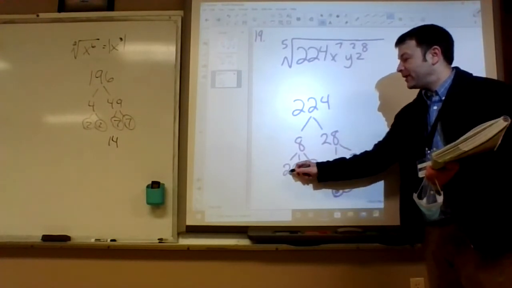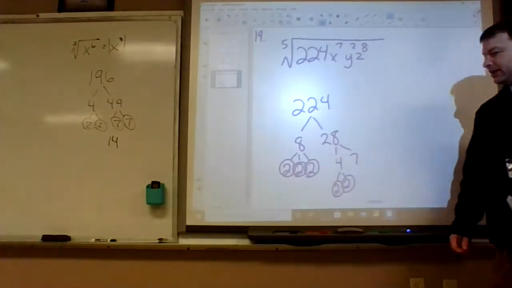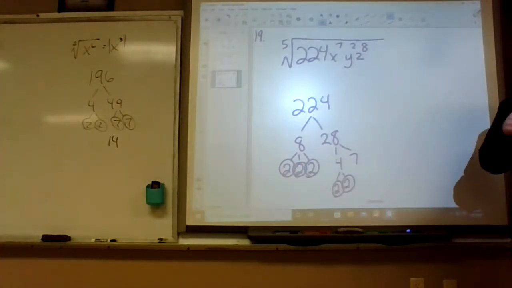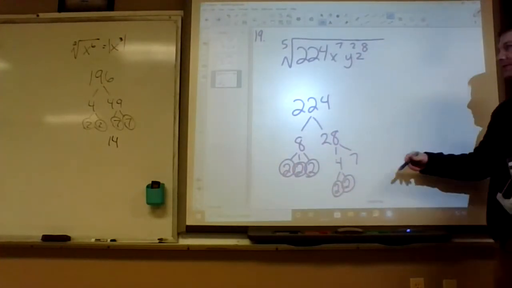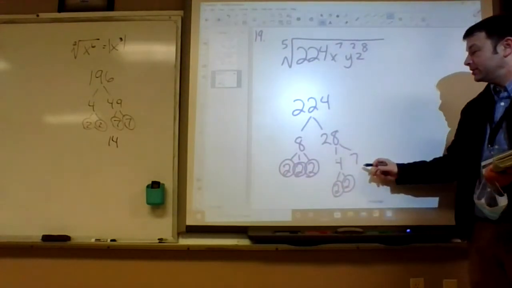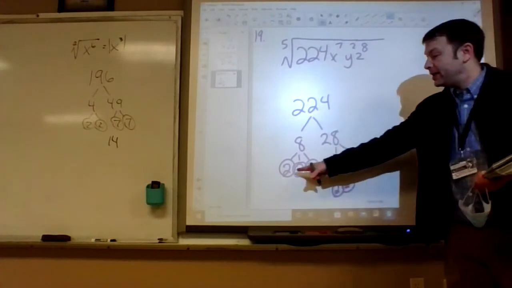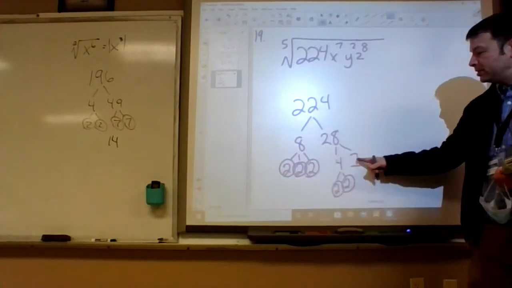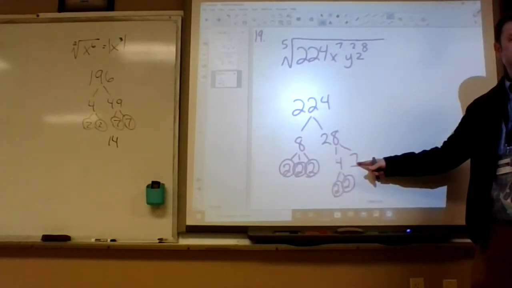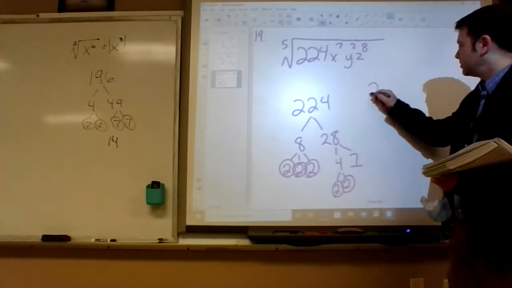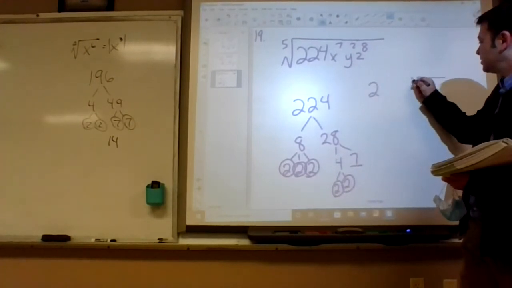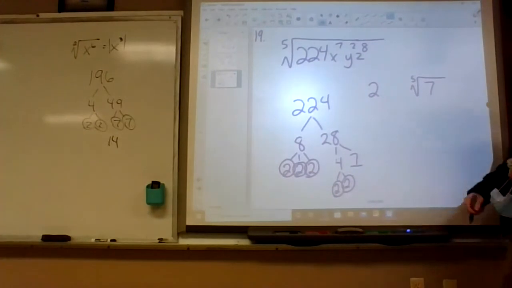If we didn't have 5 of anything, then it wouldn't be able to simplify. We'd just have to leave it as the fifth root of 224, just like we do with square roots. And 7 is left over. So I have 2 times the fifth root of 7. Now x and x squared in the radical, that's what I got so far.